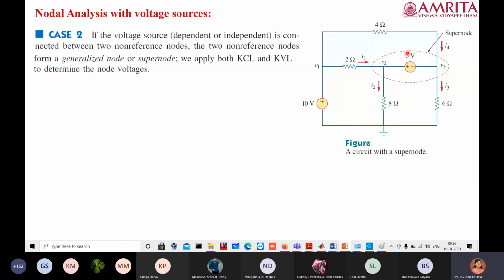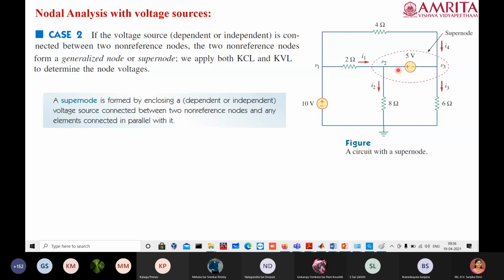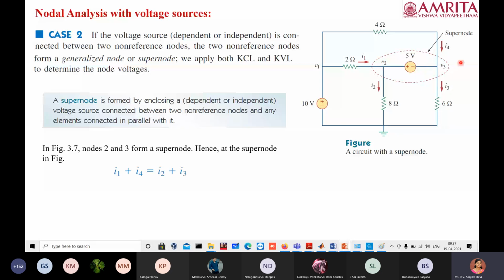Not only for an independent source, even if we have a dependent voltage source, the nodes connected to that voltage source have to be treated as a super node. In this particular circuit, we can see that these two are clubbed together and form a super node. If we write a KCL equation at this super node, we first count how many branches are connected to it. The I1 branch, I2 branch, I3 branch, and I4 branch are connected to this super node.